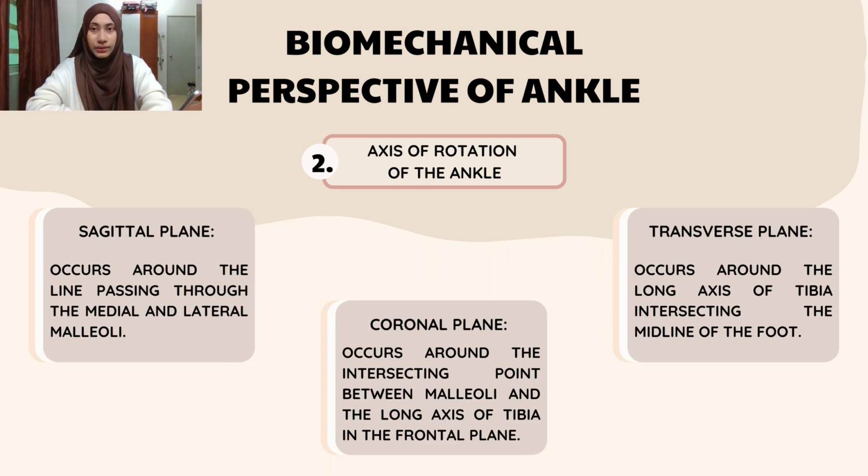Moving to the axis of rotation of the ankle, in the sagittal plane, it occurs around the line passing through the medial and lateral malleoli, while in the coronal plane, it occurs around the intersecting point between the malleoli and the long axis of the tibia in the frontal plane, while in the transverse plane, it occurs around the long axis of the tibia intersecting the midline of the foot.